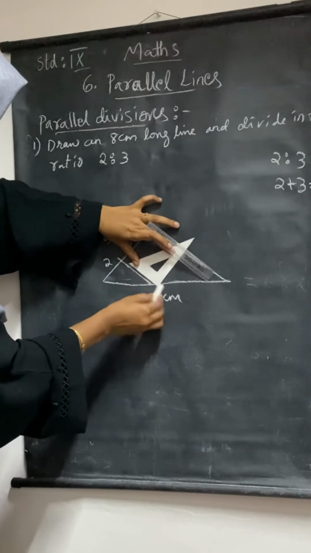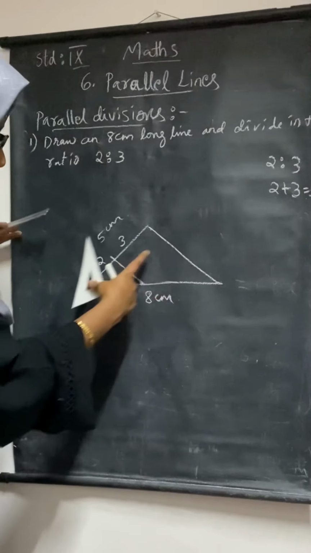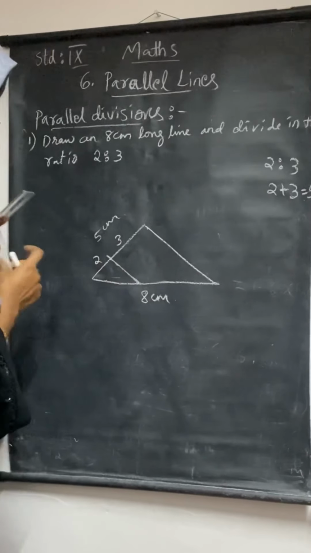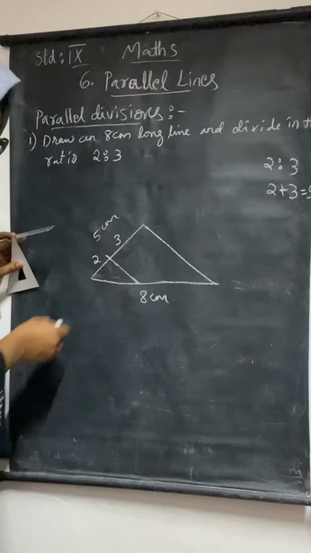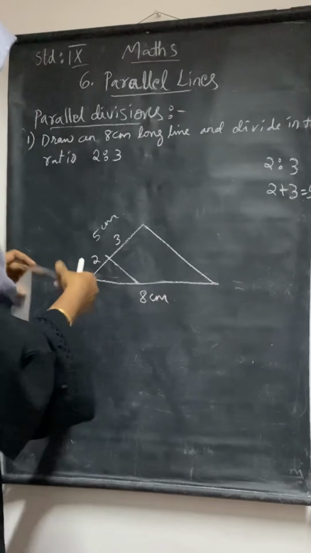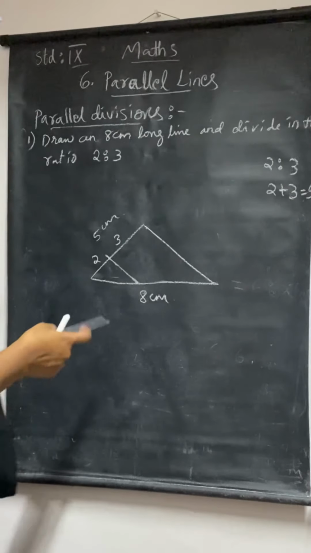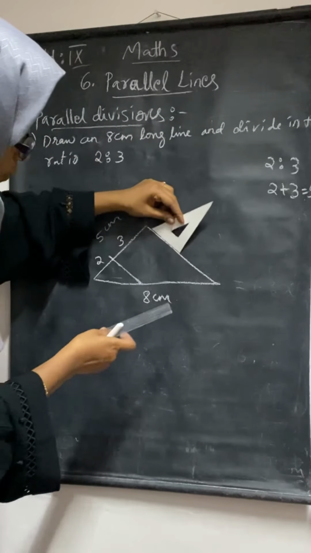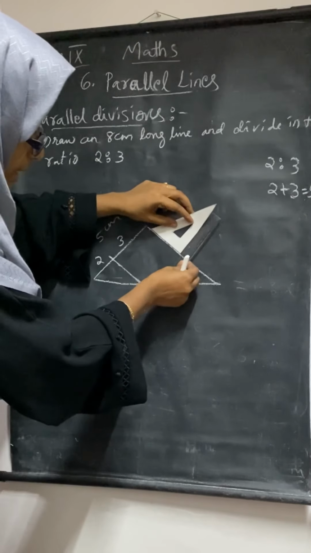Why are we keeping the set square? Because these two lines are now parallel. Otherwise, you may be drawing this way or whatever way, without a parallel line. So what I did is just keep your set square like this. If you do it in your notes, it will be clear.